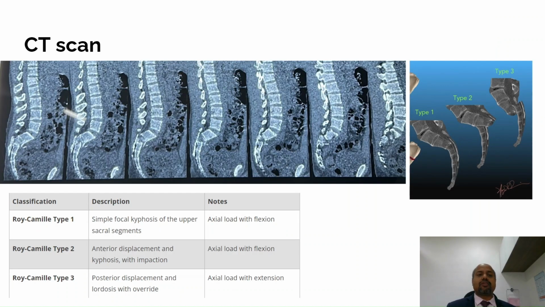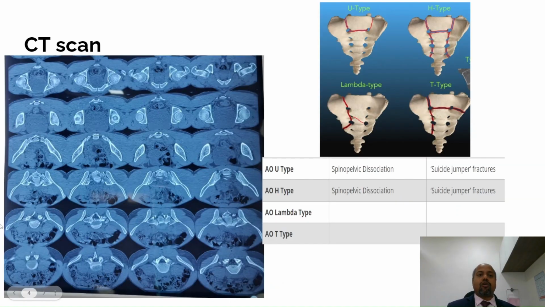In terms of the CT scan, you can see there is simple focal kyphosis of the upper sacral segments, like type 1, and there is no displacement. So this is a Roy Camilli type 1 based on the CT scan. And on the axial images, you can see there is a fracture of both sides of the sacral ala. Hence this is a type B fracture based on AO types.